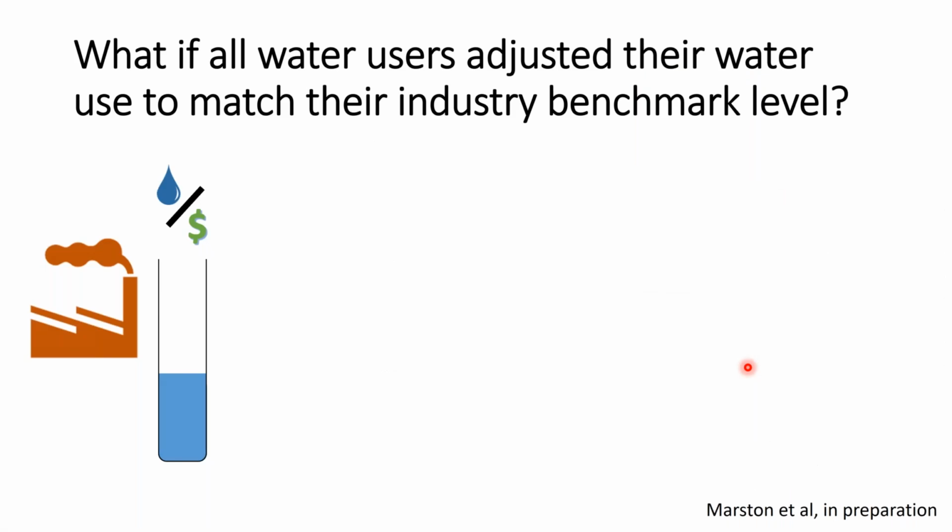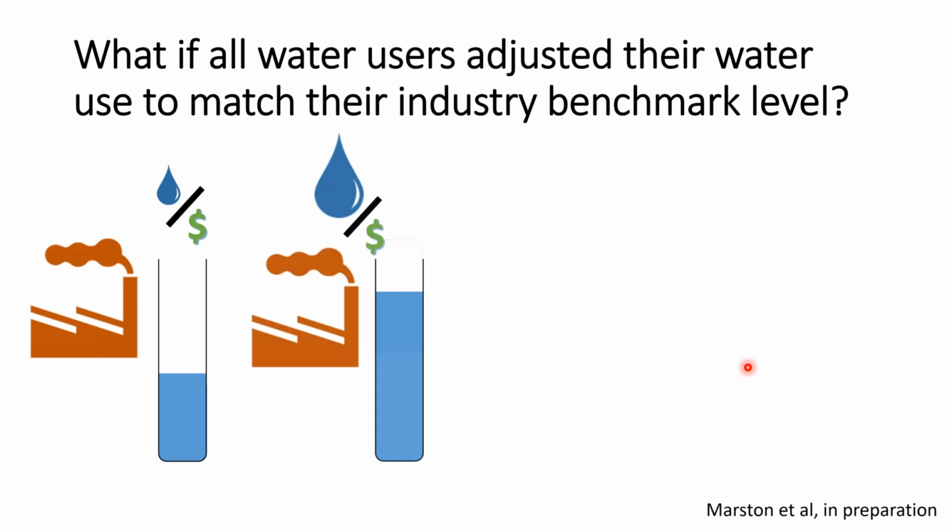And so the key question driving this research is, what if all water users adjusted their water use to match their industry benchmark level? To illustrate this question, we've got this industry, shown here in orange, and let's say they're pretty efficient water users. For every $1,000 or dollar of economic production coming from this industry, it takes them X amount of water to produce that good. That's shown here as how much water in that little cylinder is required to produce it.